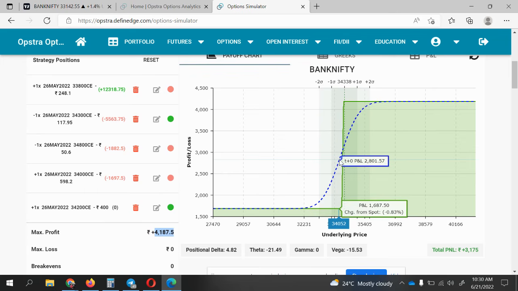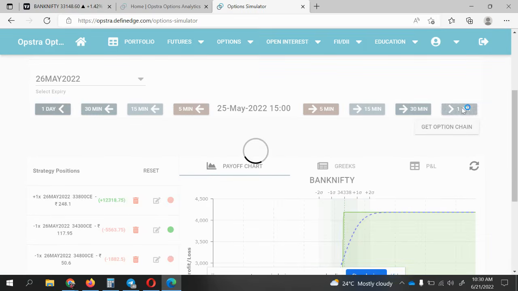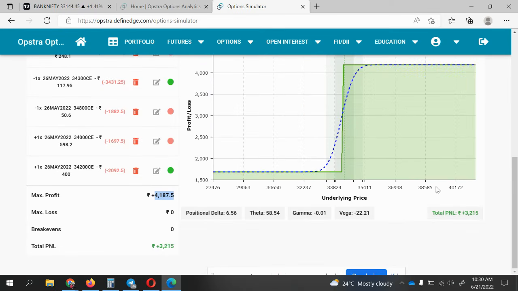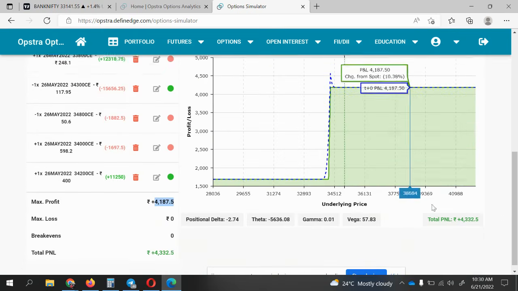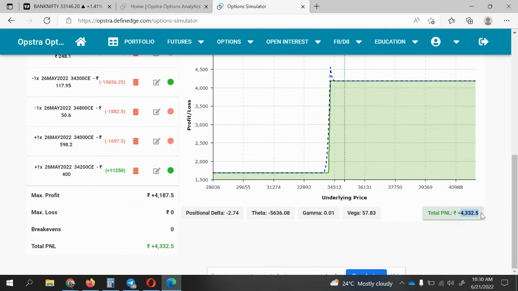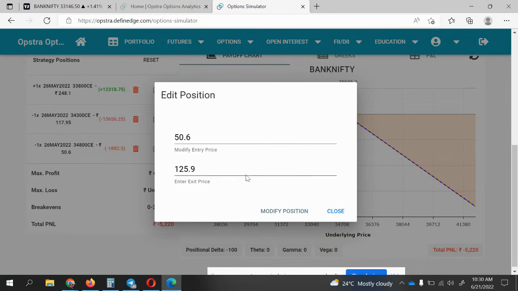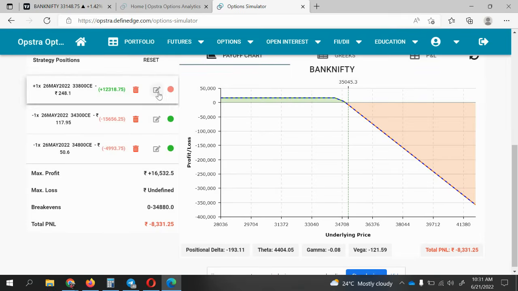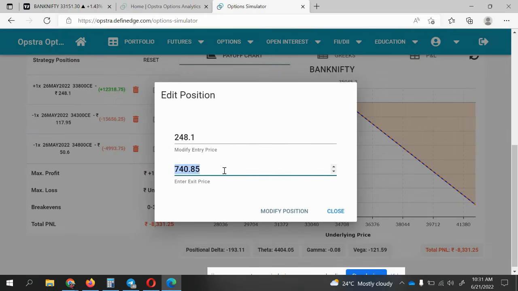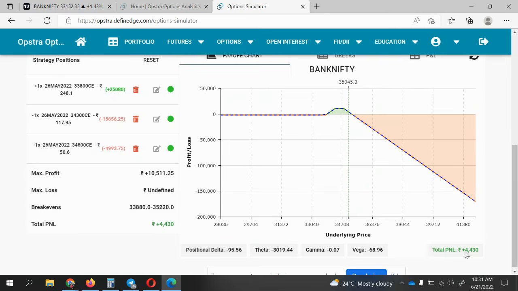So if you want more safety, if you have the view of the market coming down, you have to do these adjustments. I'll take you to the next day. Okay, next day the market was plus 3,000. On the expiry day, you have a profit of 4,332. So let's say if we hadn't done any adjustments, I'll take you back to your original ratio spread. You know, the profit would have been more or less the same, but you had the exposure of unlimited loss on the call side and you still have a 2,000 loss on the put side.